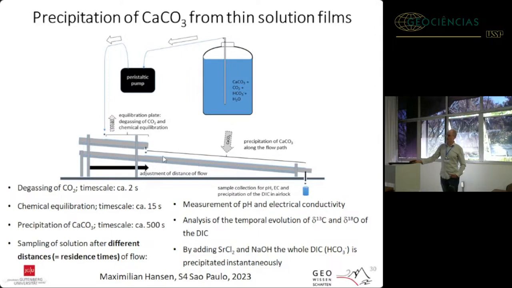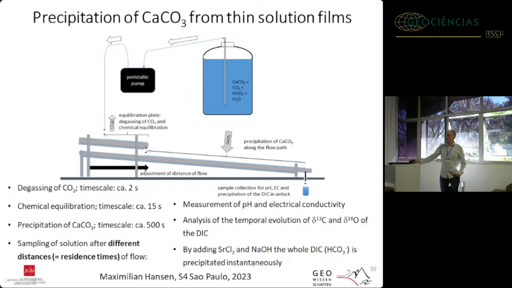And then the solution dropped down to a second marble plate, which was 1 meter distance of flow, and as we exactly know the time which is needed to flow down the plate, we could calculate the residence time. Then we changed the residence time on top of the lower plate by just shifting the upper plate towards the lower plate. And we had a sample collection port within the experimental system to collect samples to measure the pH and electrical conductivity, and for sampling for the DIC isotope values as well.